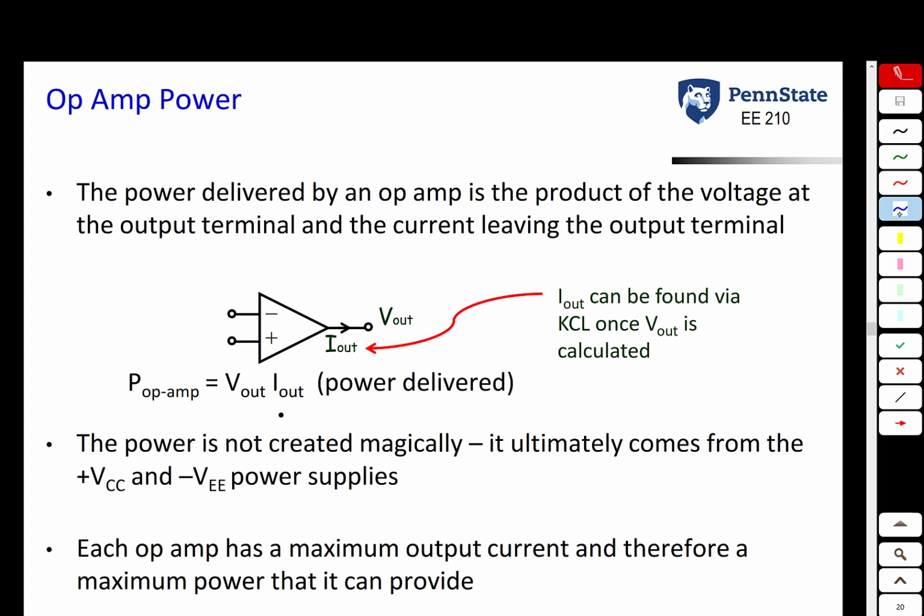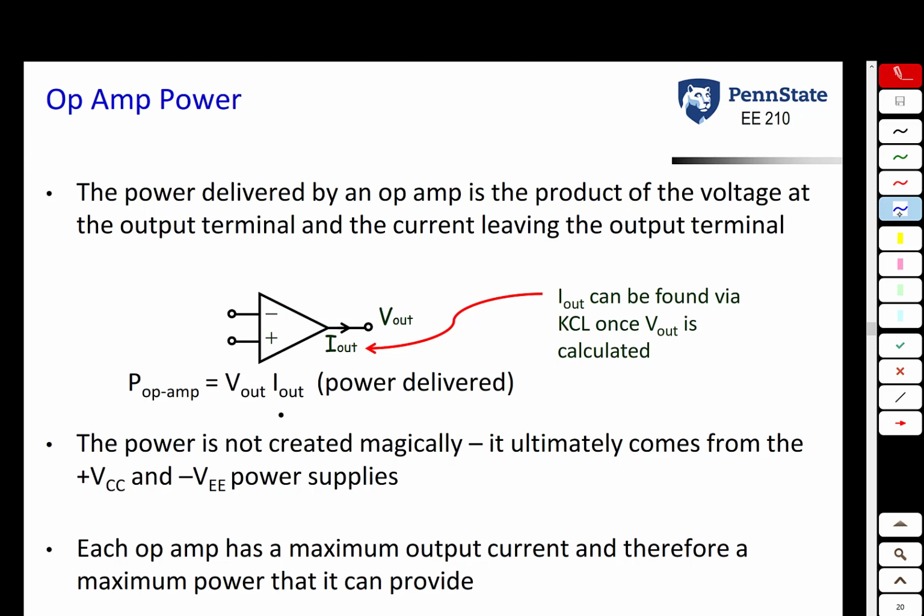So far, we've only looked at one canonical amplifier form for closed-loop operational amplifier circuits, and that is the inverting amplifier. We are going to soon look at other types of amplifier circuits. Before we do that, however, there are two more topics we need to cover. One is op-amp power, the other is op-amp saturation.